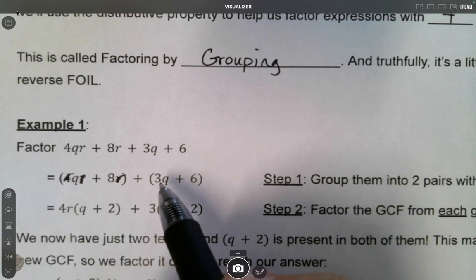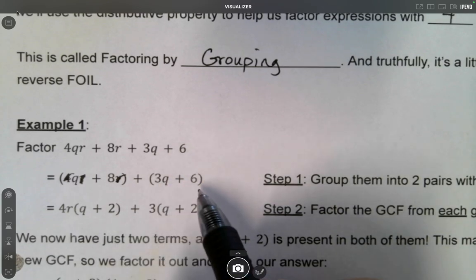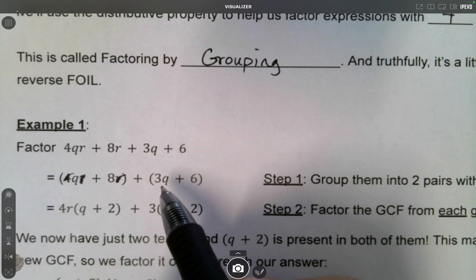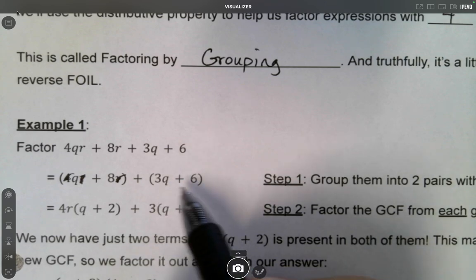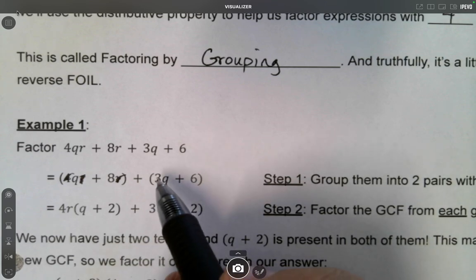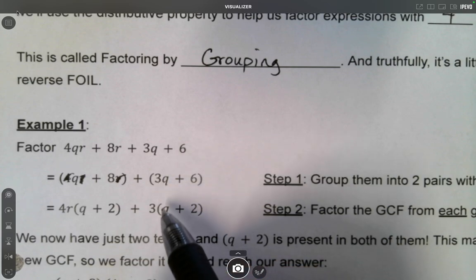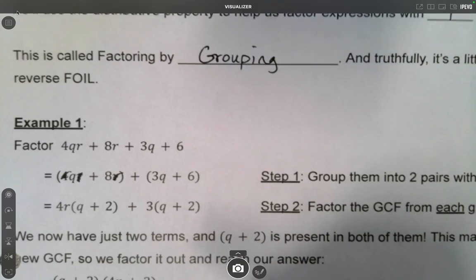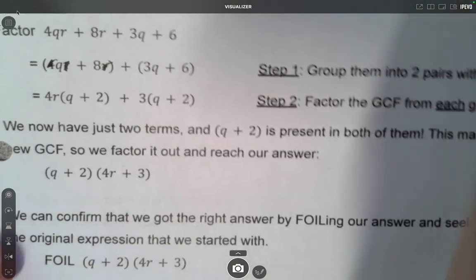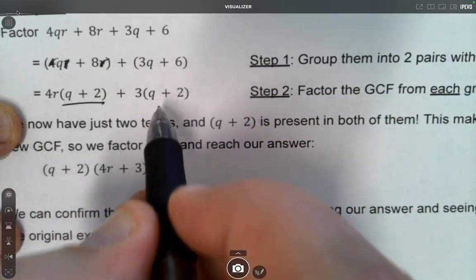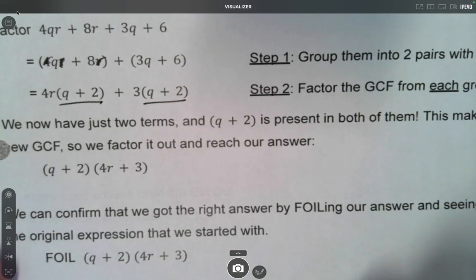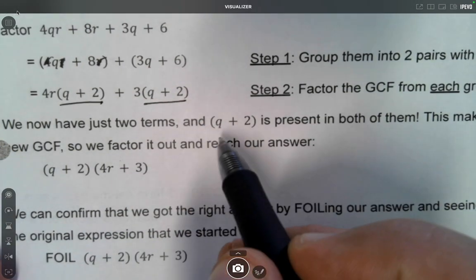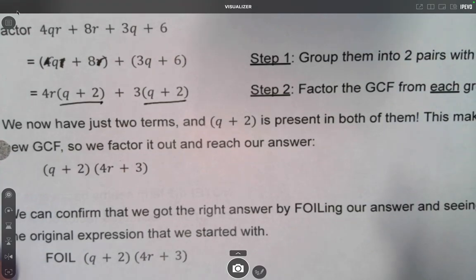Now let's look at this one. These don't have any variables in common, so we can just look at the numbers. 3 is the biggest number that we could pull out of both of those, so we do. 3 divided by 3 is 1, so there's no coefficient there. 6 divided by 3 is 2. Then if you notice, what we have here and here are identical. So Q plus 2 is present in both terms.